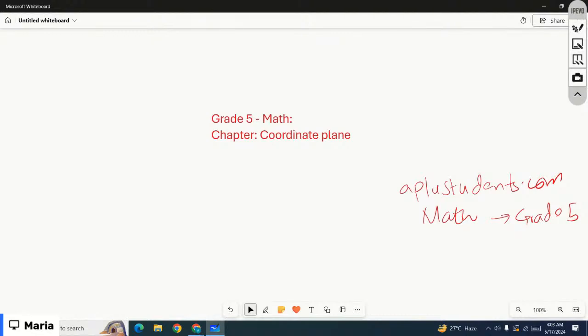We're going to start with the chapter coordinate plane. Please make sure you have your notebook and pencil so that you can note down the important examples and definitions as well.